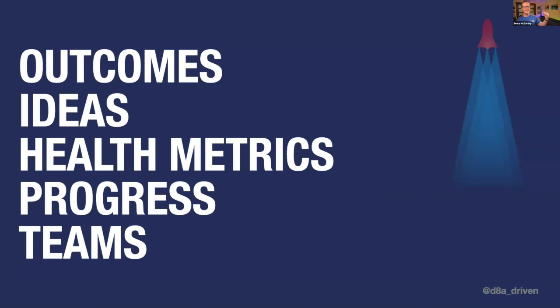So these are the 5 things to keep in mind. Focus on outcomes, separate out the ideas, separate out the health metrics, review progress at least every 2 weeks, and keep them at the team level. Now, I know that was quick.